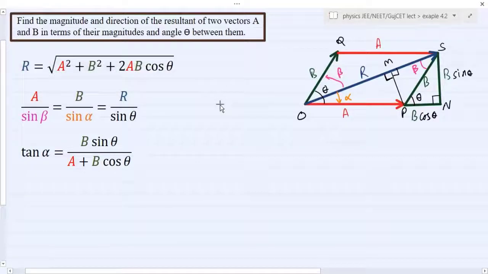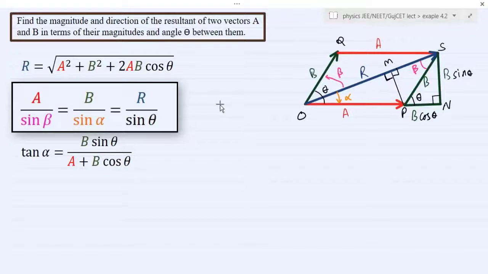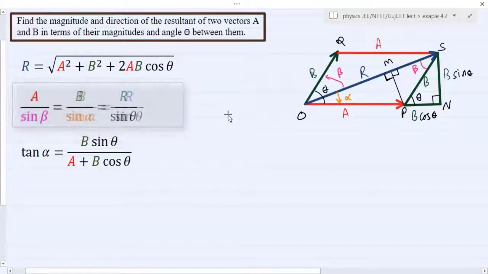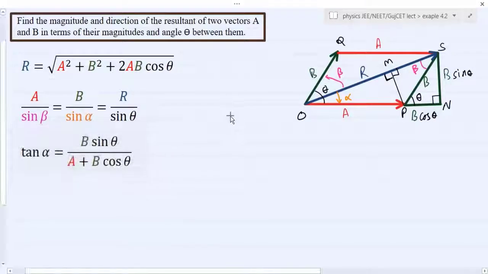The second formula is known as sine rule, Lami's theorem. It is the relation between alpha, beta and theta. And the third formula is known as tan formula. Normally, it is used for finding the direction of the resultant vector. So one by one, let's try to prove these formulas.